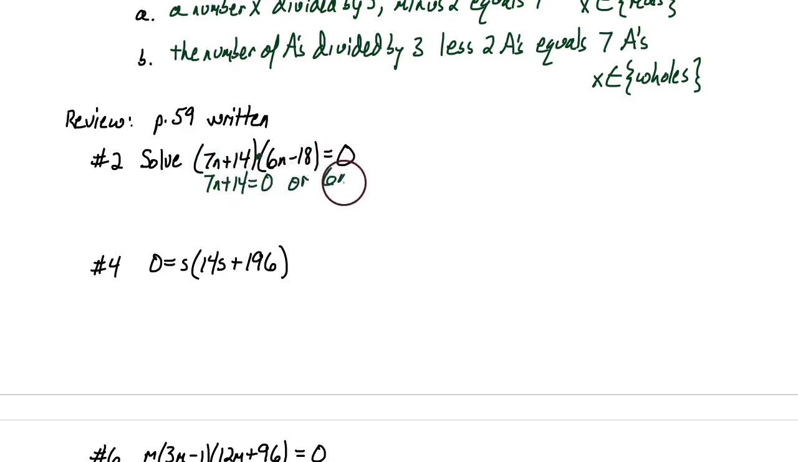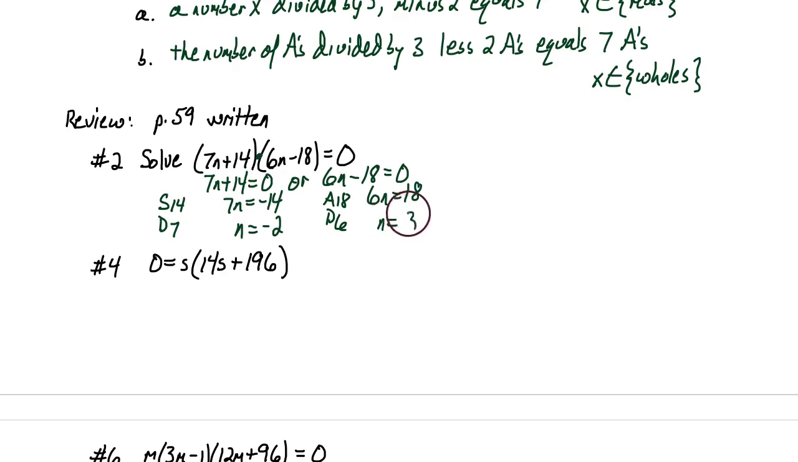Or the 6n minus 18 equals 0. And solve each of these equations. Subtract 14. And divide by 7 to get n equals negative 2. And this one over here, you would add 18. And then divide by 6 to get n equals 3. The word or connects these two results. So our answer is n equals negative 2, or it equals 3.